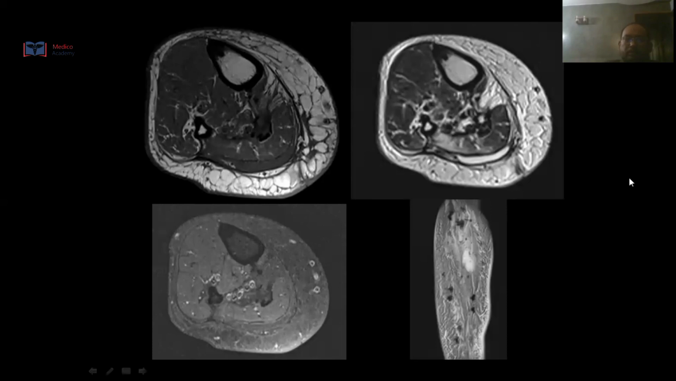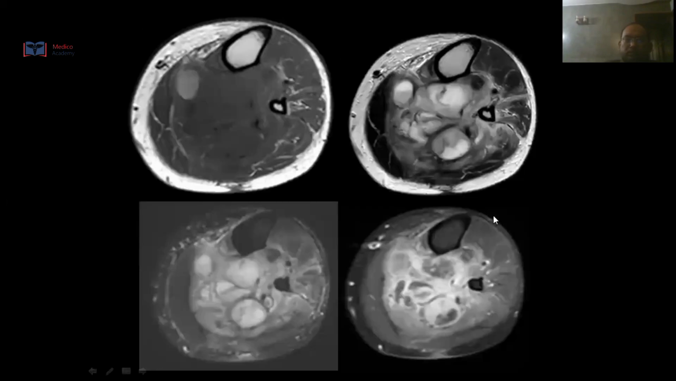This is another post-operative example where you are able to see a small fluid containing area superficial to the posterior compartment muscle, and post-contrast there is no enhancement. So this was a post-operative residual fluid collection.